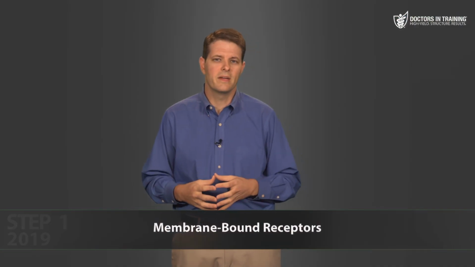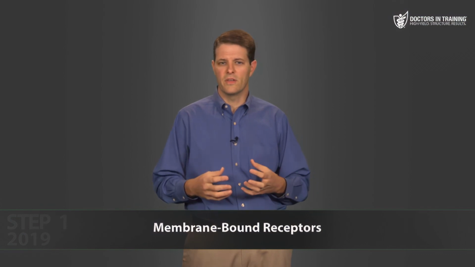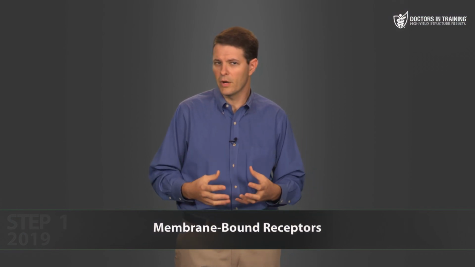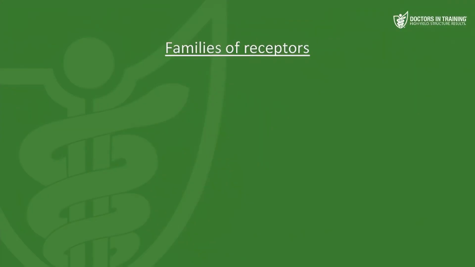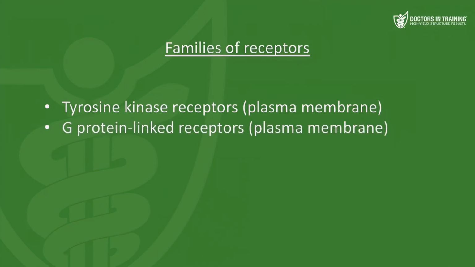Now, one of the things that makes each cell type unique is the unique type and number of receptors that are incorporated into the cell's plasma membrane. And there are three main families of receptors that we're going to focus on throughout Part 2 of the course. There are tyrosine kinase receptors, G protein-linked receptors, and steroid receptors.